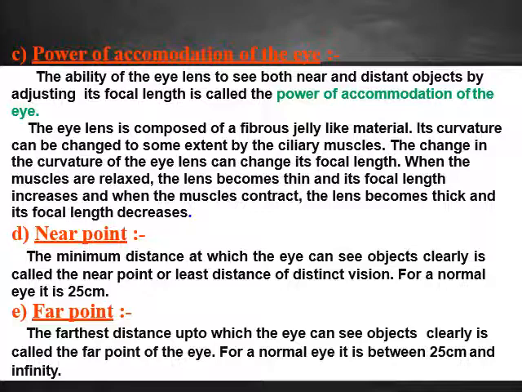And far point, that is the farthest distance through which the eye can see objects clearly, and it is infinity for normal eyes. So for a normal eye, the near point is 25 centimeter and the far point is infinity. So a normal eye can view objects between 25 centimeter and infinity.